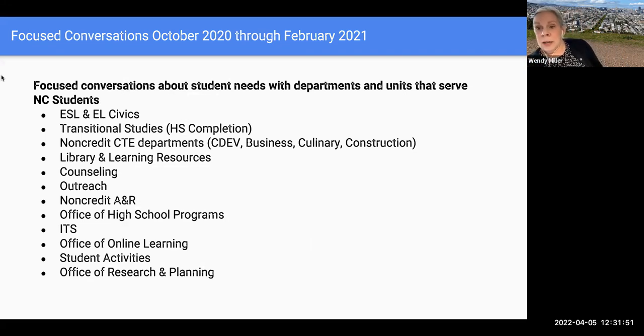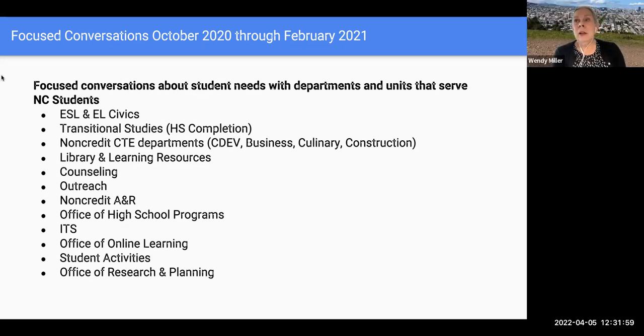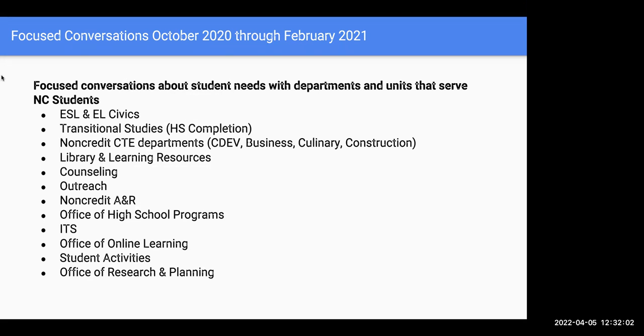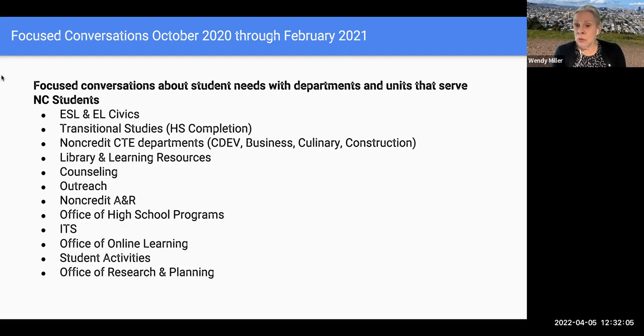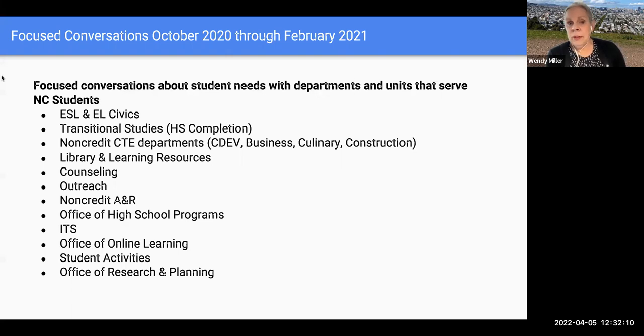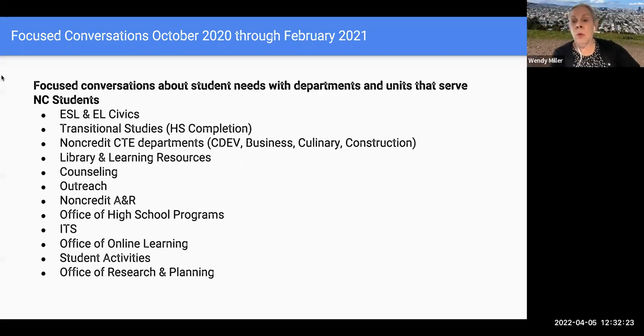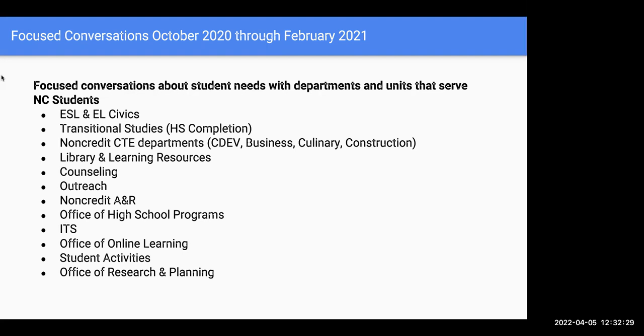So not this past fall, but the previous fall, I started having focused conversations with divisions, departments, units, and individuals that serve our non-credit students. These are a list of some of those. Transitional Studies is our high school completion program. But I reached out to and had conversations with the deans, department chairs, and lead faculty and coordinators for all of these different groups. I don't need to enumerate them here.